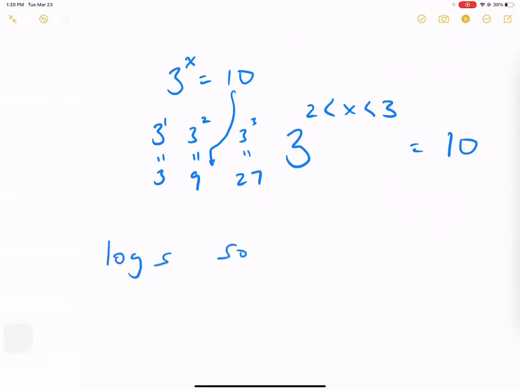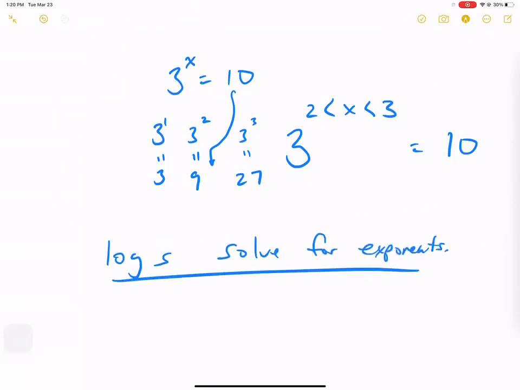Logs solve for exponents. And that's a tool that we're going to focus on today: how do we use logs to solve for exponents? Because 3 to the x, a radical is not going to work here. I can't say 3 is equal to the radical of some variable. That tool doesn't work. That does not really exist. What exists though is us using a log tool.